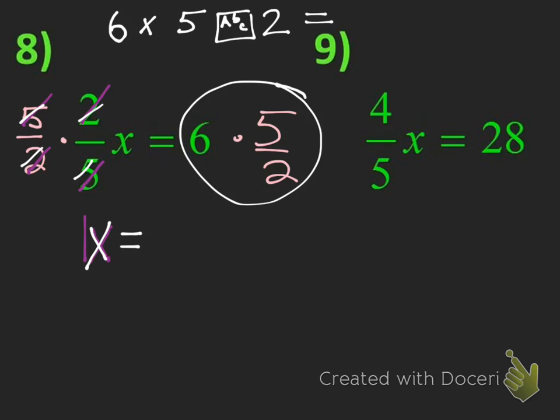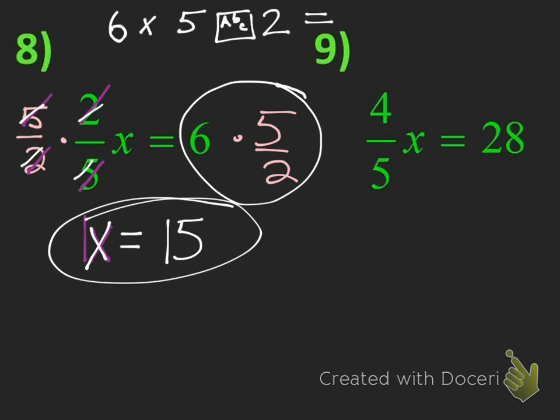Does anyone have an answer for me? 15. So rework this problem, type it in a bunch of different ways until you find the way that equals 15, and then that's the right way in the future. Can anyone not figure out for the life of them what way to type it in their calculator? Are we good? Okay, what's the reciprocal of 4 over 5?